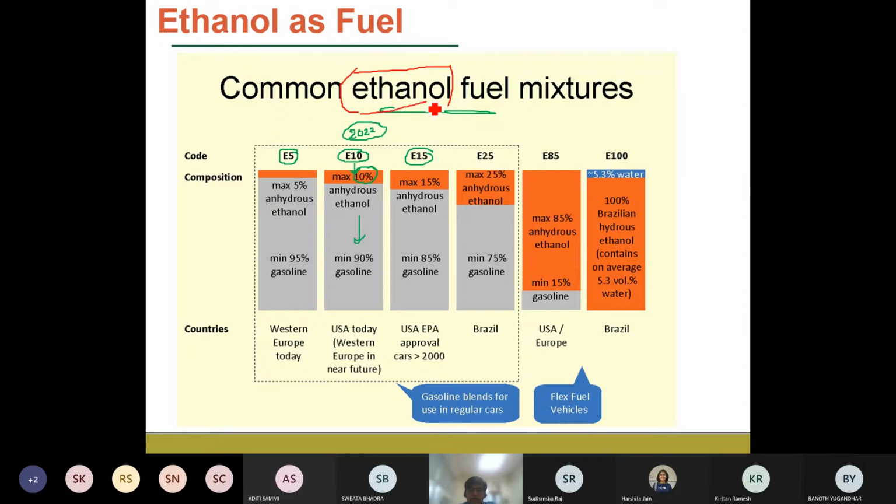So therefore we assume that ethanol as a fuel is a sustainable alternative compared to the petroleum based derivatives, which we are obtaining from the fossil fuels.